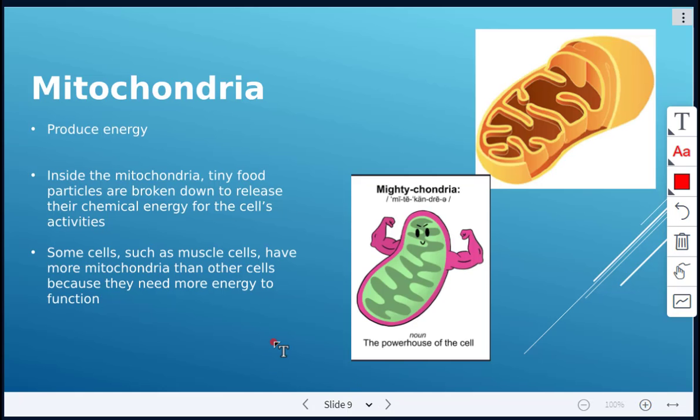All right, next we have the mitochondria, and this is where energy is produced. One way to remember it is that the mitochondria is the powerhouse of the cell. Inside the mitochondria is where tiny food particles are broken down to release their chemical energy for the cell's activities. Some cells, like muscle cells, will have more mitochondria within them than other cells because they need more energy to function.